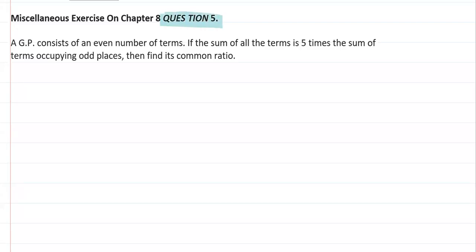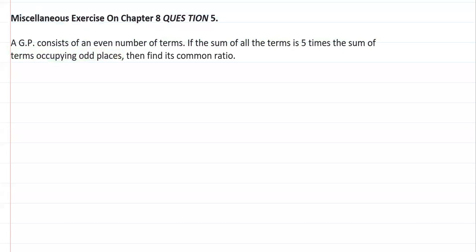This is question number 5 on the miscellaneous exercise, chapter 8. It says a GP consists of an even number of terms. Further, it says that the sum of all terms is 5 times the sum of the terms occupying odd places. We have to find the common ratio, R.